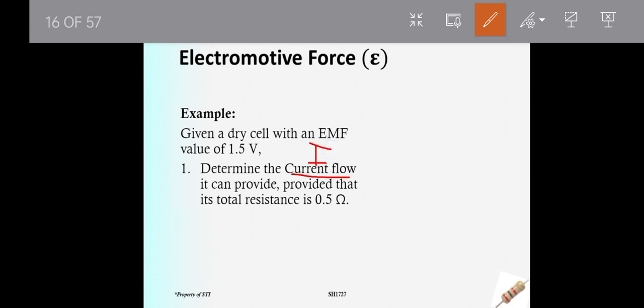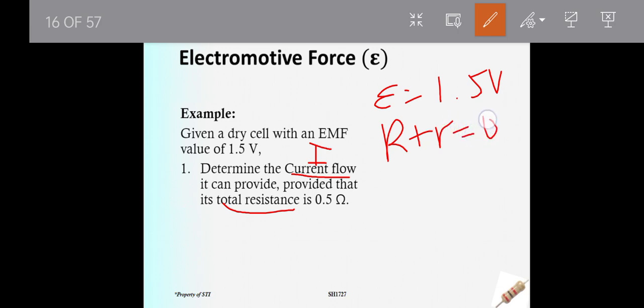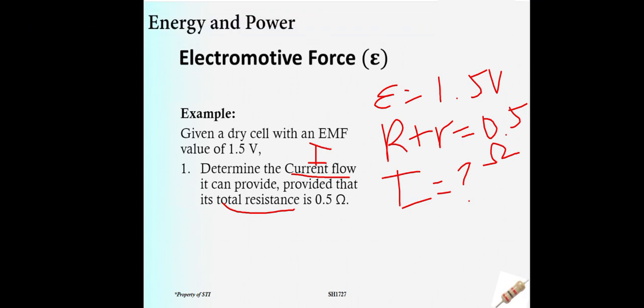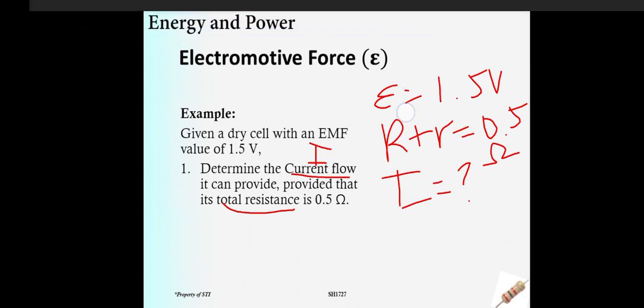And ang given natin dito is we have epsilon 1.5 volts. Okay? Ayan o, meron EMF value of 1.5 volts daw. And then, meron din tayong total resistance, meaning to say, external resistance plus the internal resistance, that is equal to 0.5 ohms. And ang hinahanap natin is the current. Okay. So, anong formula maaari natin gamitin dito? Okay, very good.